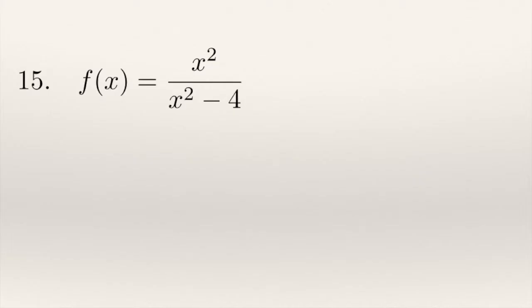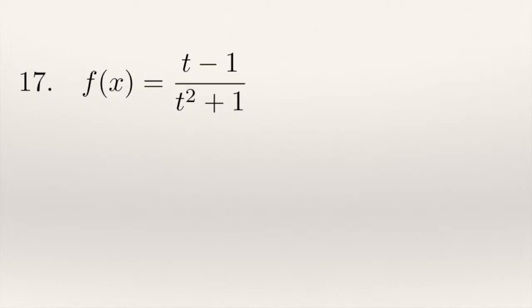All right, let's look at 15. F of x equals x squared over x squared minus 4. 2 and negative 2. I've got asymptotes at 2 and negative 2. Everybody agree with that? What can I do on 15 to find the 2 and negative 2? What do I do to x squared minus 4? Factor. Good.